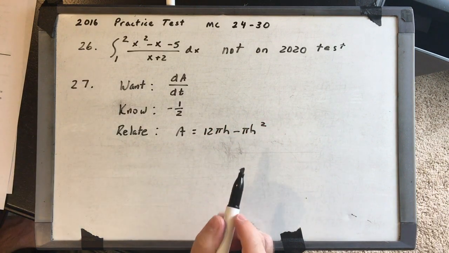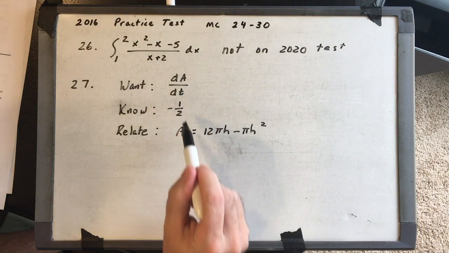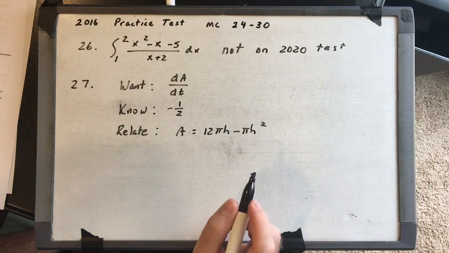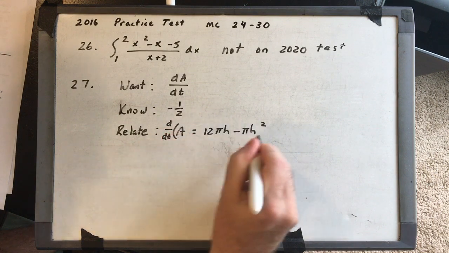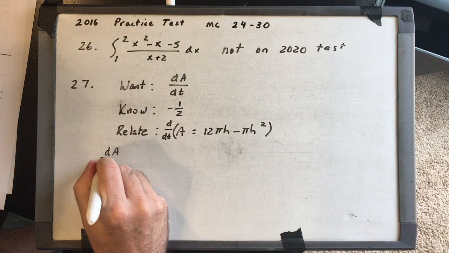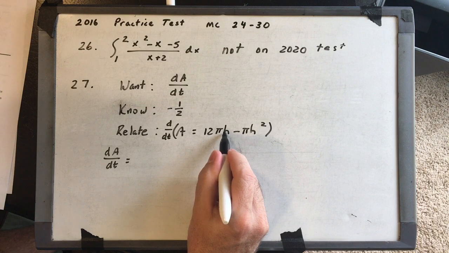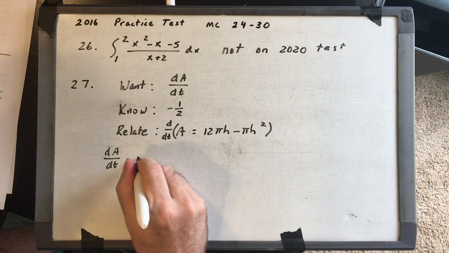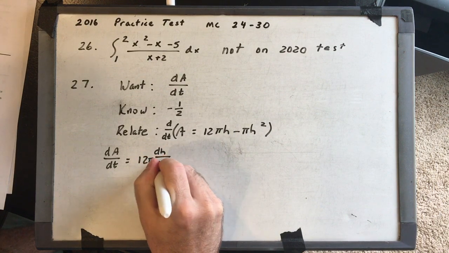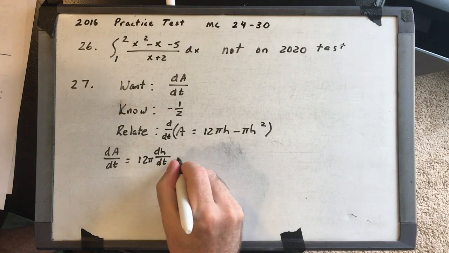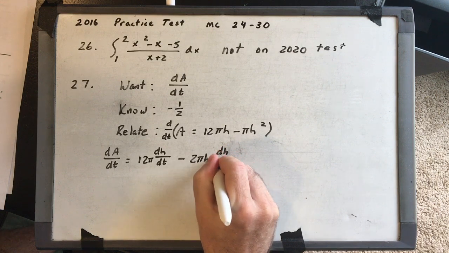So, you relate what you want to what you know. It has to have an A for area in it. It has to have an h for height in it. And as always on related rates, we differentiate with respect to time. So I'd have dA/dt is equal to 12 pi, and then the h is going away, right? 12 pi, but don't forget the derivative of h is dh/dt. And then minus, bring that 2 out front, 2 pi h dh/dt.